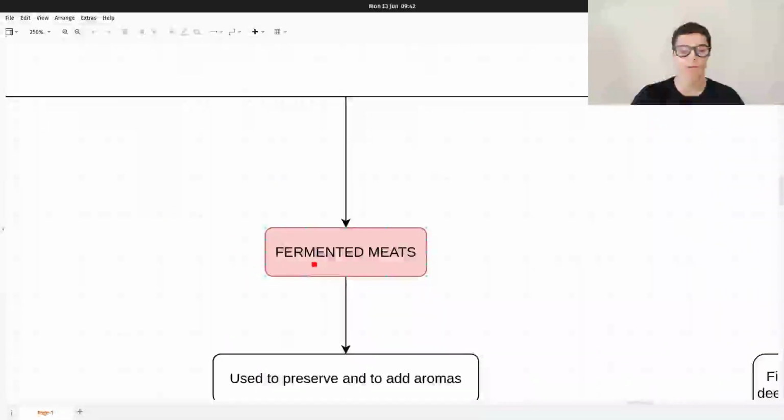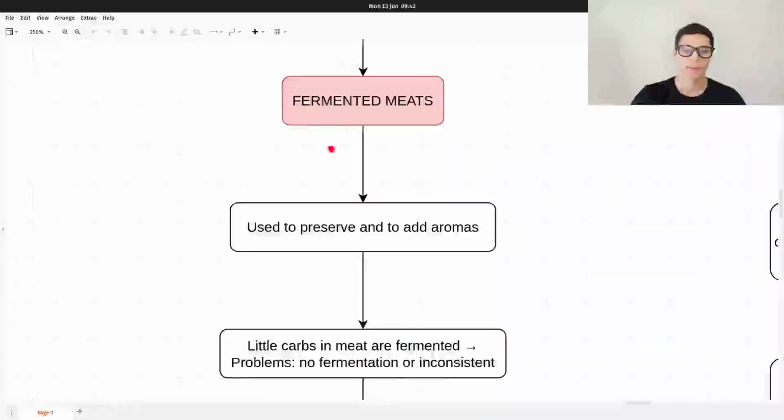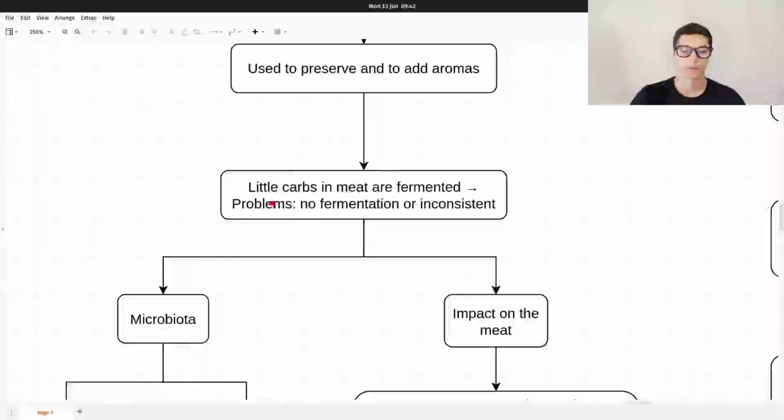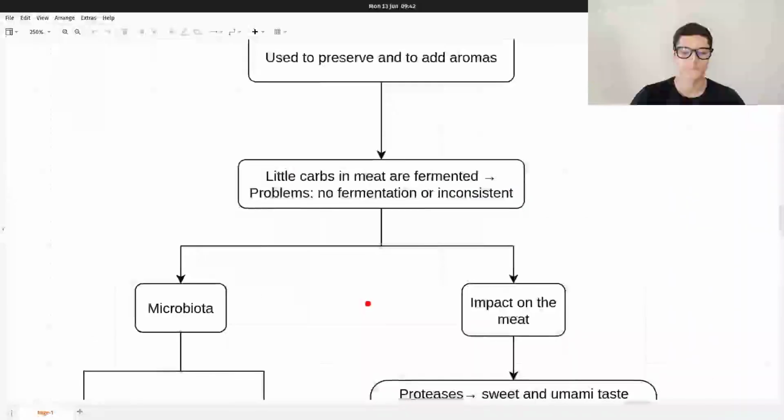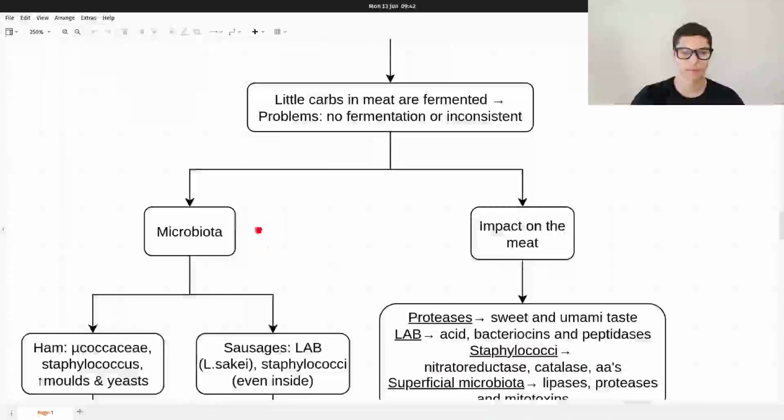If we start, we have fermented meats. We use the fermentation in meats to preserve and to add the aromas. The little cups that are in meat are fermented. The problems that can occur are either the no fermentation, because there are very little to no carbs in certain meats, or the inconsistent fermentation. Okay, so here we have two parts, the microbiota and the impact on the meat.